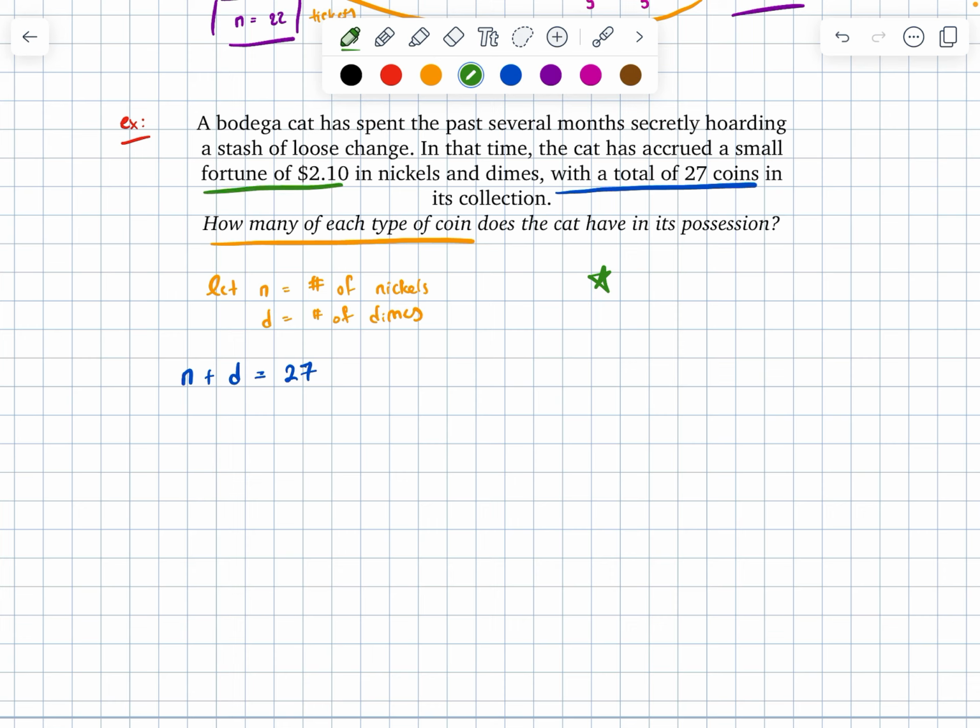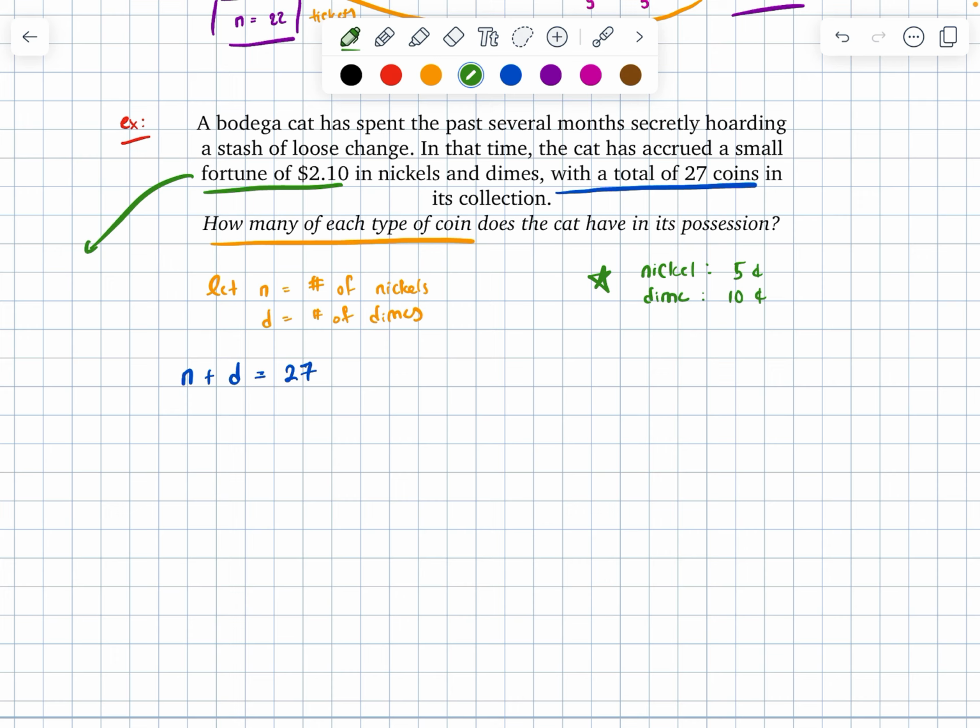It has to do with the fact that we've got $2.10 in total. Well, if you've played with money or you know anything about money, it's important to know the value of a nickel and the value of a dime to solve each problem. Well, every nickel is 5 cents and every dime is 10 cents. I could think of these as fractions of dollars, but I think working with cents is going to make our lives a little bit easier.